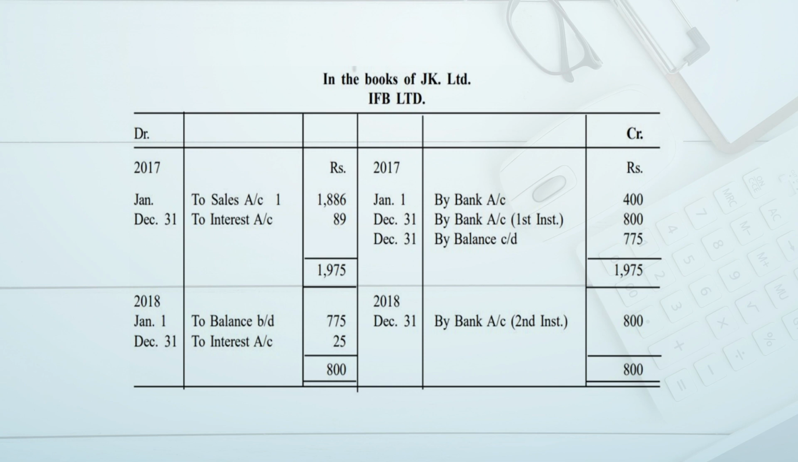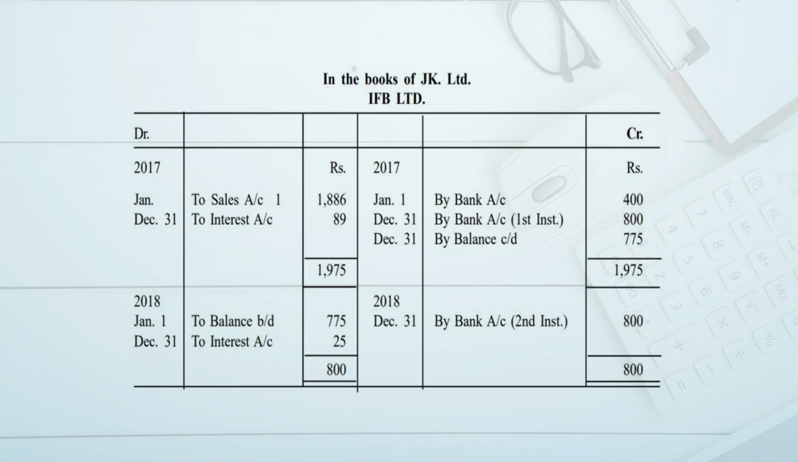Then at the end of the year we made the payment of the first installment. So, again by bank 800. Here now the amount of interest is 89. We can easily calculate the amount of interest. So, this is the total amount of sales. Out of this, we paid rupees 400 as cash down payment and 800 at the time of the first installment.